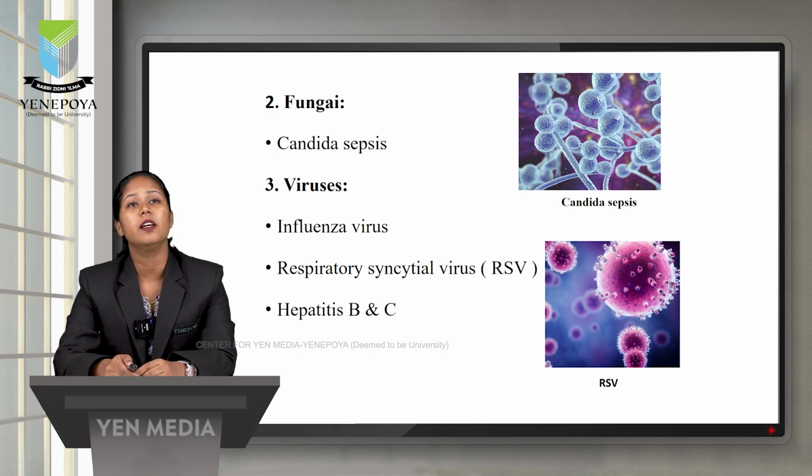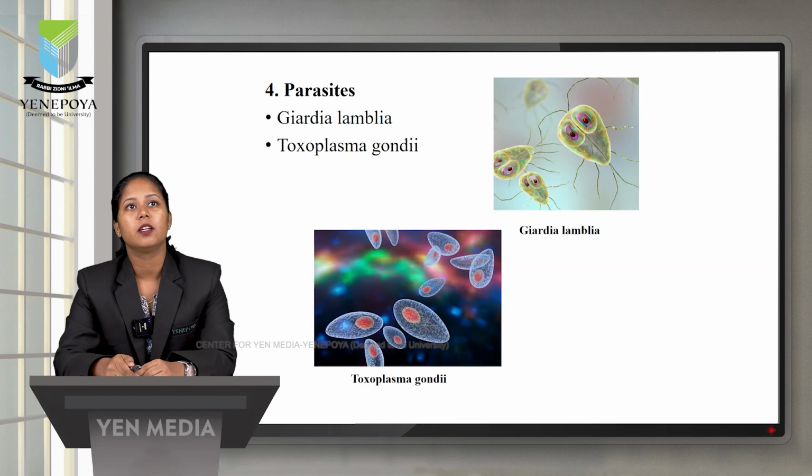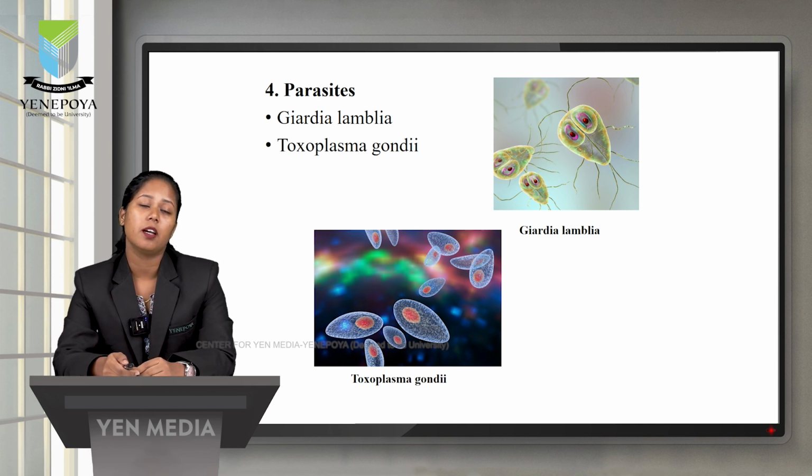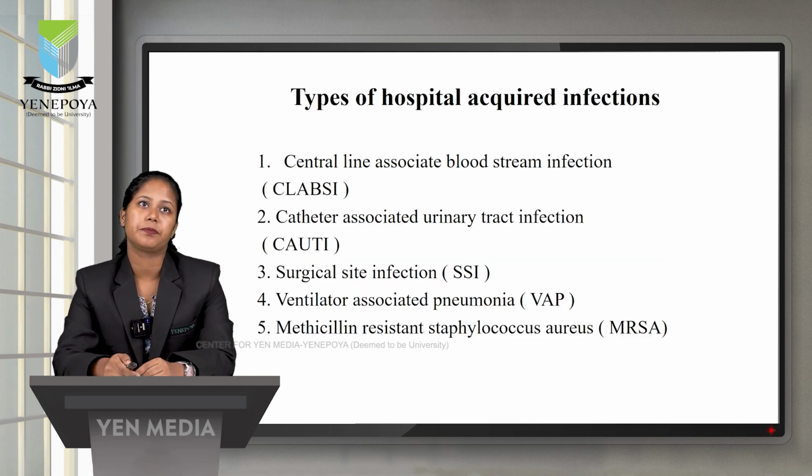Second one is fungi, Candida sepsis. This is the most common causative organism for urinary tract infection in a hospital setup. Third one is viruses: influenza virus, respiratory syncytial virus, shortly called RSV, and hepatitis B and C. Fourth one is parasites, Toxoplasma gondii and Giardia lamblia. These are the two parasites which cause nosocomial infection. So far we have seen the causative organisms.